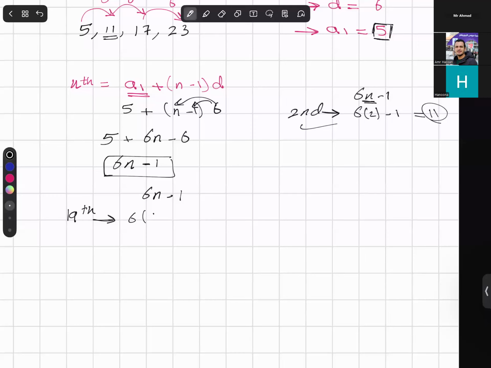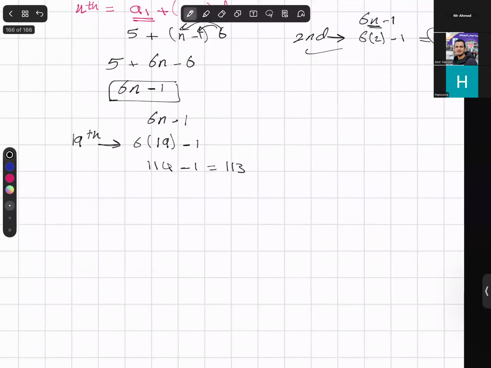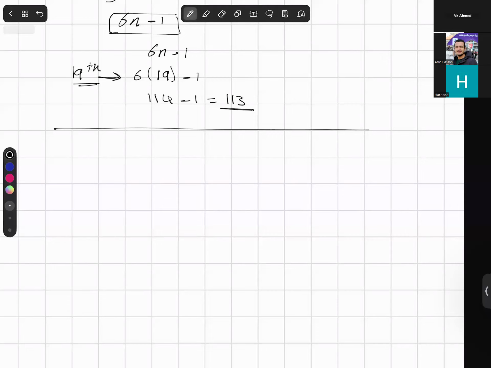So it's going to be 6 times 19 minus 1, right? So this is going to be 6 times 19, which is 114, minus 1, which is 113. I figured out that the 19th term is going to be 113, right? Let me give another example.